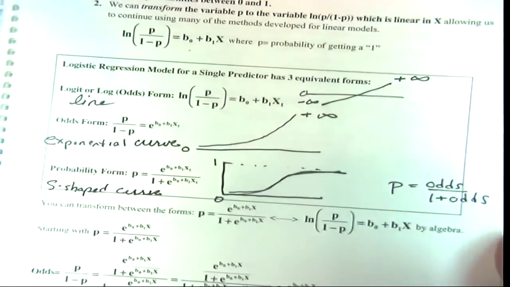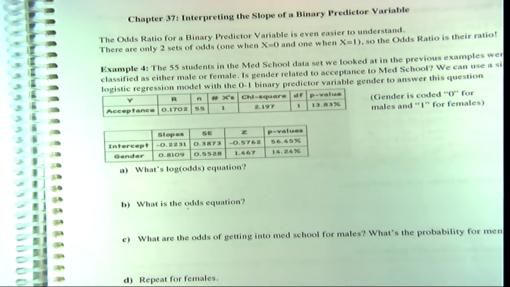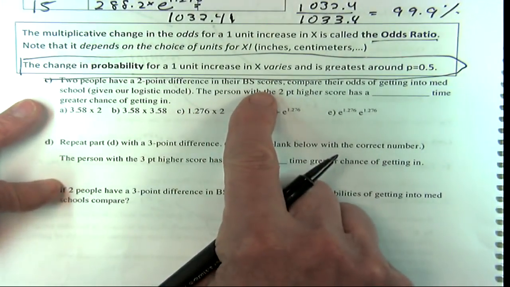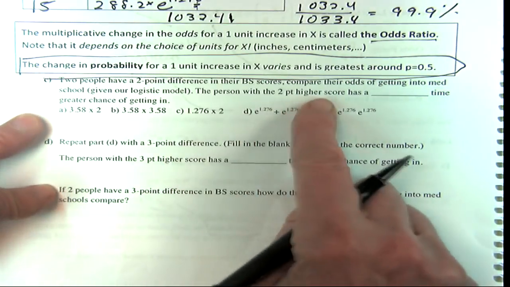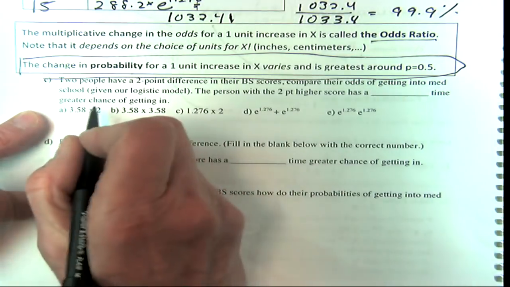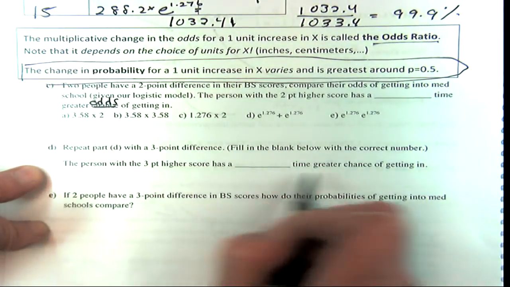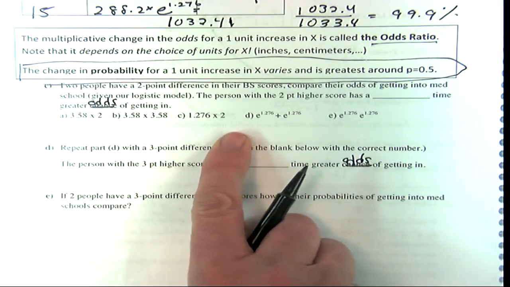So how does that affect things? Let's do a problem where that comes up. Okay, so here's a good example. All right, so two people have a 2 point difference in their biological science scores. Compare their odds of getting into medical school. The person with a 2 point higher score has what times greater odds? These are all odds. Okay, so what's the answer here?